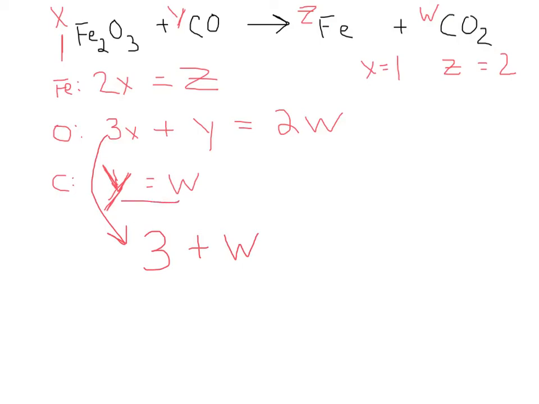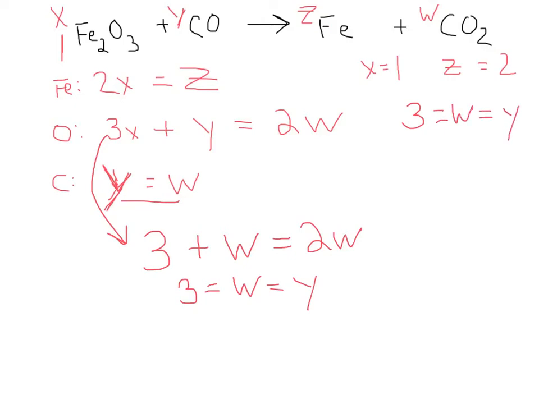So instead of Y, I can just replace it with W equals 2W. And then 3 equals W, which also equals Y because they're the same thing. So 3 equals W equals Y.